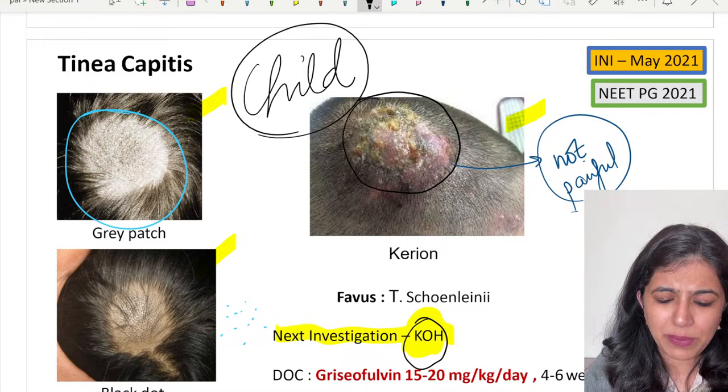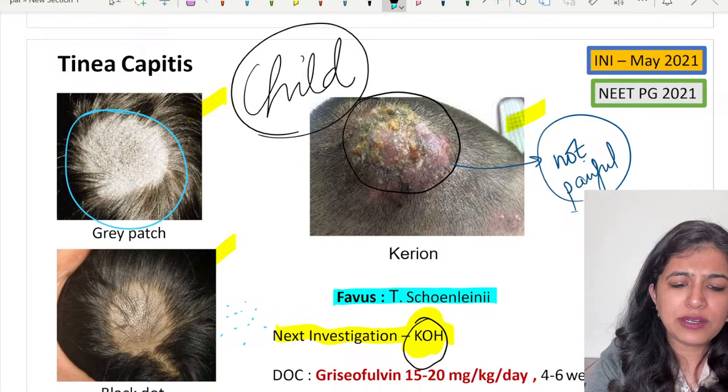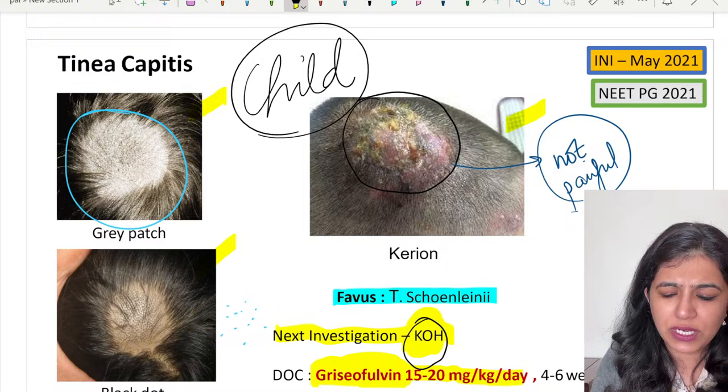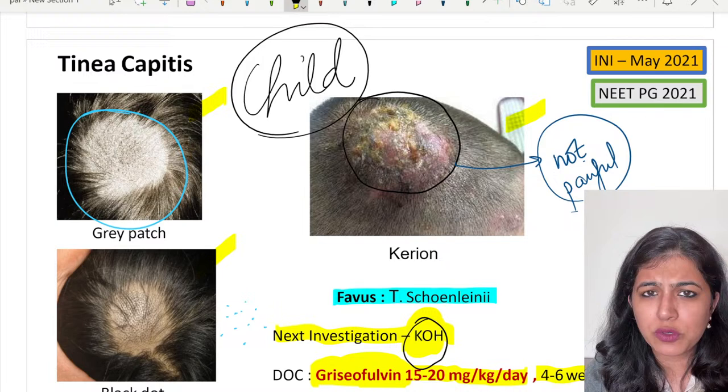Then one more thing that you need to know is the causative organism of another type of tinea capitis, which is favus. The fungus here is Trichophyton schoenleinii. Drug of choice for all tinea capitis is griseofulvin, given at a dose of 15 to 20 mg per kg per day for 4 to 6 weeks. Okay, so this is griseofulvin, 15 to 20 mg per kg per day, 4 to 6 weeks is the drug of choice. Clear to everyone?